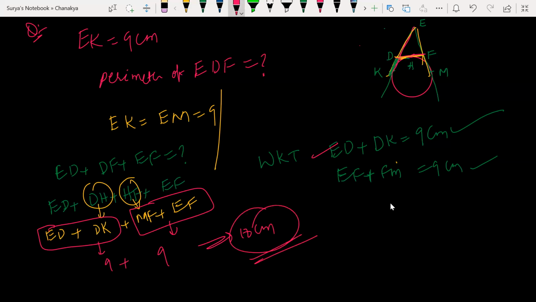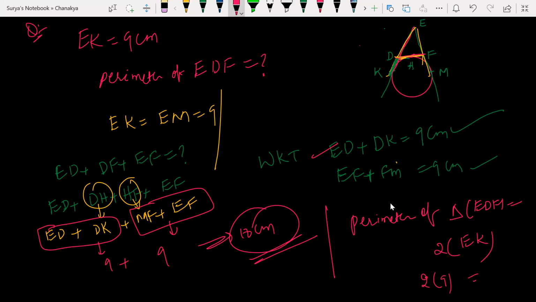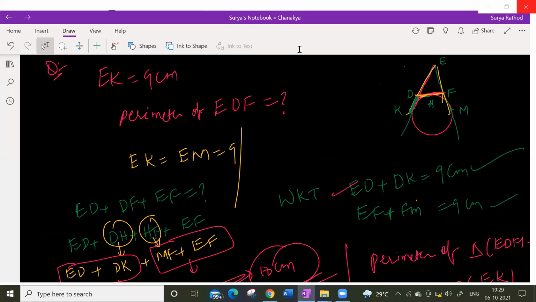Which means, what have you understood now? Perimeter of triangle EDF is equal to twice of EK. Twice of EK. Understood? Which is nothing but 18, that is 2 into 9. This is the answer. Any doubts? Any doubts here?